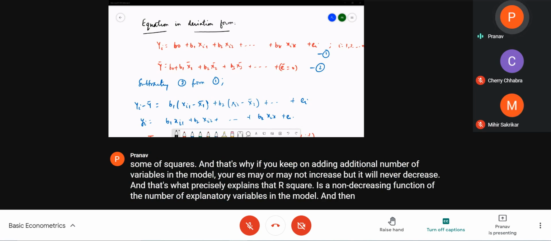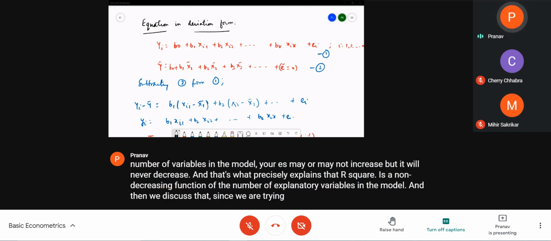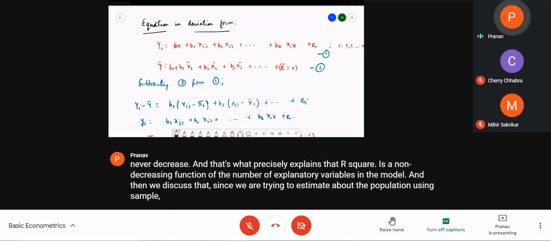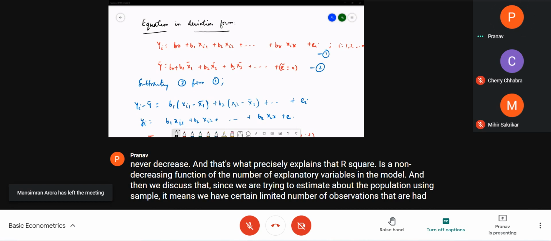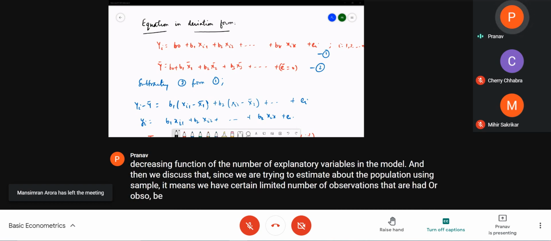And then we discussed that since we are trying to estimate about the population using a sample, it means we have a certain limited number of observations at our hand. And now whatever observations I have, just give me a second guys.